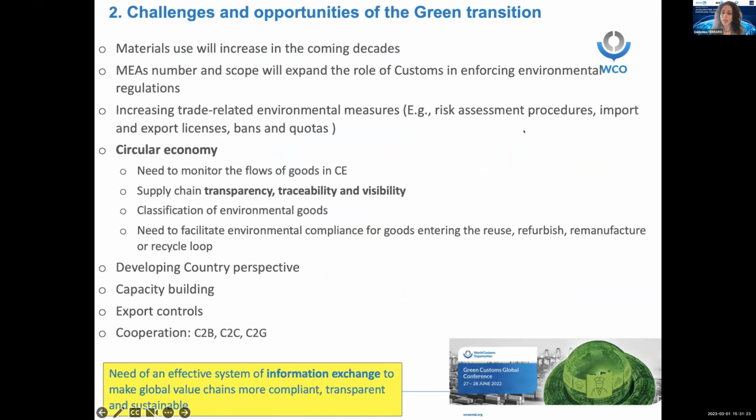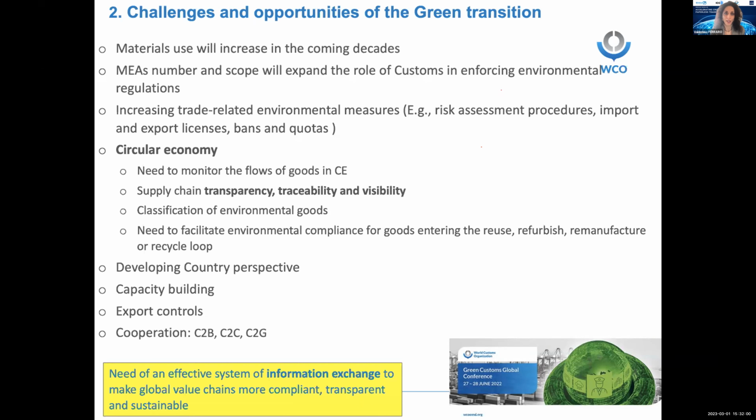In June 2022, the World Customs Organization organized the first global conference on green customs. In this global conference, we gathered different stakeholders, both private sectors, other international organizations, and academia. In these high-level meetings, we pointed out several items highlighting the challenges and opportunities for customs in the transition on circular economy and green customs.